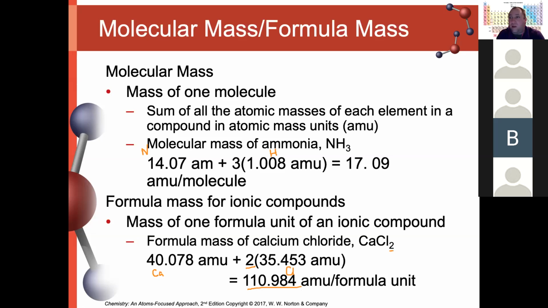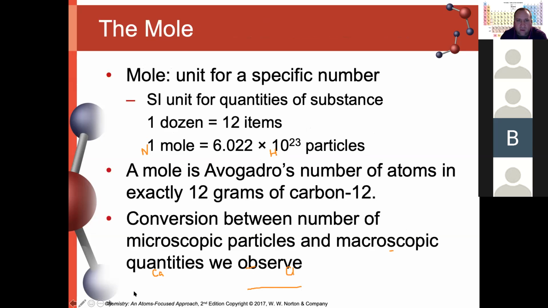Now, this is all well and good, assuming that we are actually dealing with individual molecules or individual formula units. Problem is, that's rarely what we're actually doing. And so we have to start to look at things from a broader perspective. If we're doing any kind of chemical reaction, or any kind of work in our laboratory, we have to understand that there's a problem with our setup. I'm not going to be able to measure individual molecules. And so this is where a mole comes in.